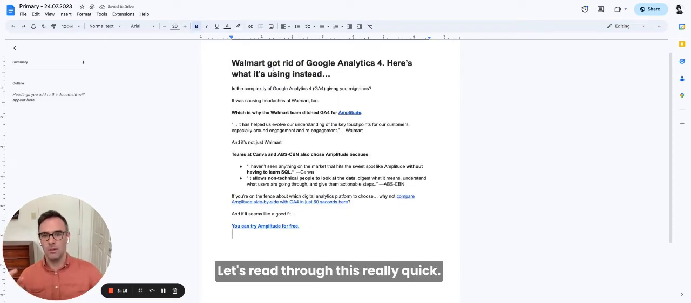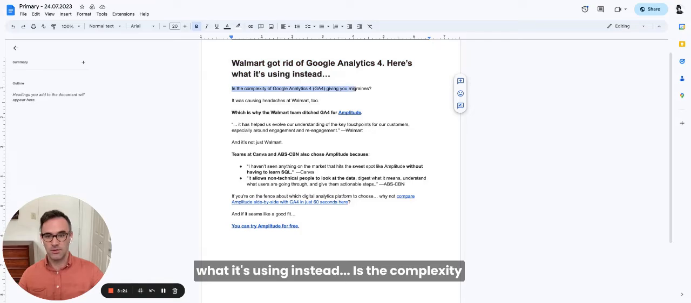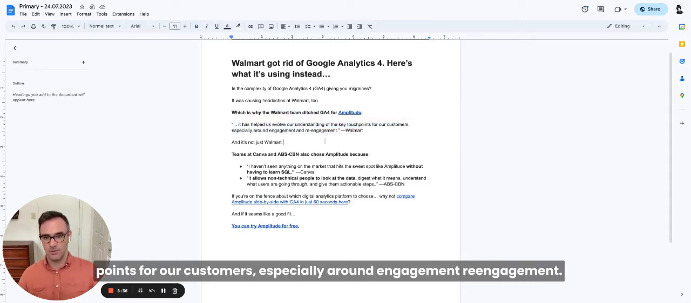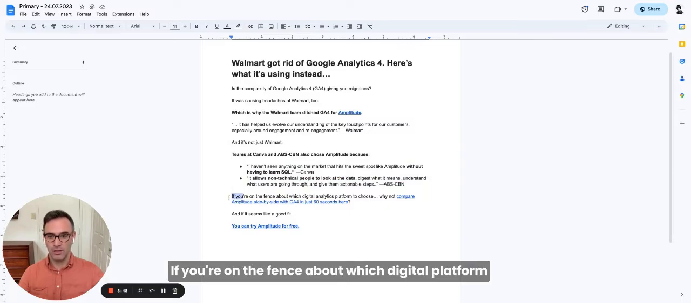Let's read through this really quick. Walmart got rid of Google Analytics 4. Here's what it's using instead. Is the complexity of Google Analytics 4 giving you migraines? It was causing headaches at Walmart too, which is why the Walmart team ditched GA4 for Amplitude. Now we quote Walmart here. It has helped us evolve our understanding of the key touch points for our customers, especially around engagement and re-engagement. And it's not just Walmart. Teams at Canva and ABS CBN also chose Amplitude because I haven't seen anything like it. It allows non-technical people. If you're on the fence about which digital platform to choose, why not compare Amplitude side by side with GA4 in just 60 seconds here? And if it seems like a good fit, you can try Amplitude for free.